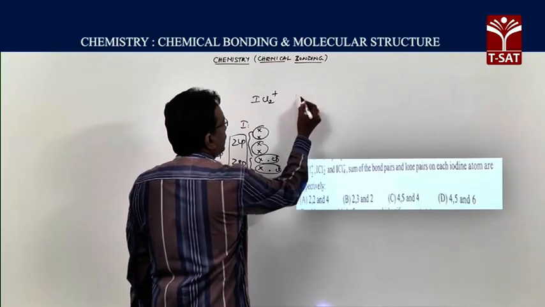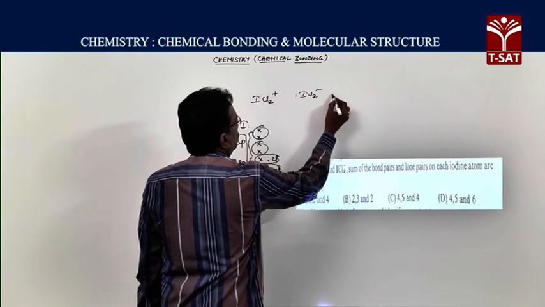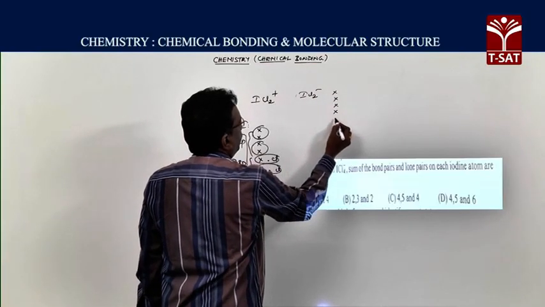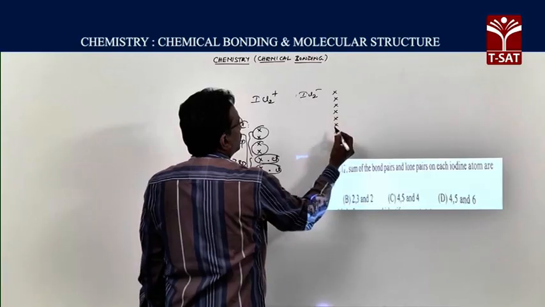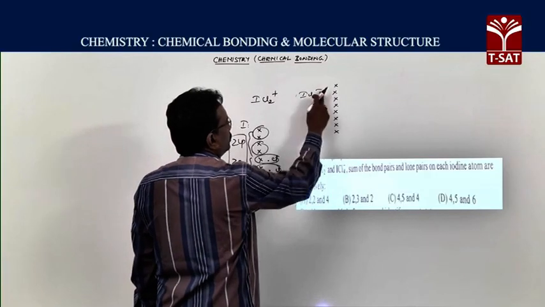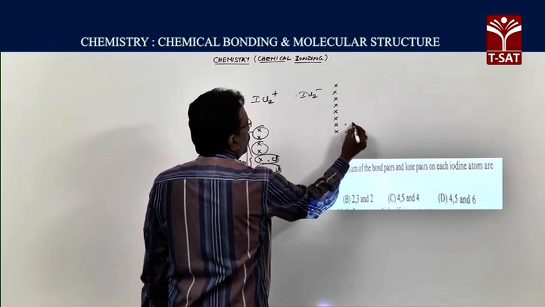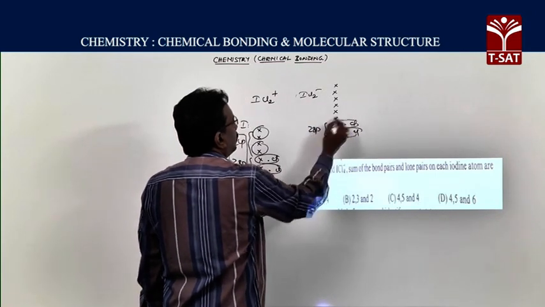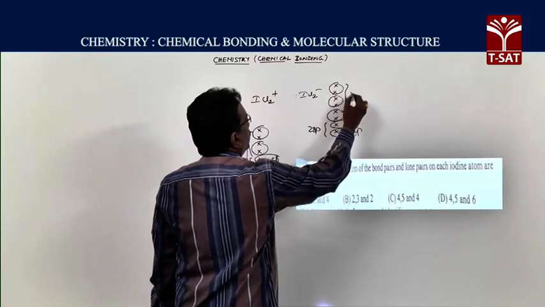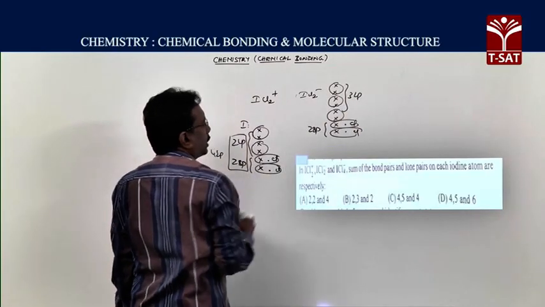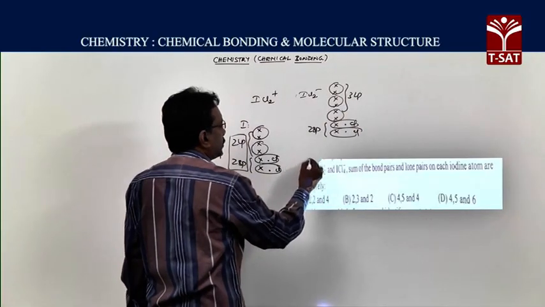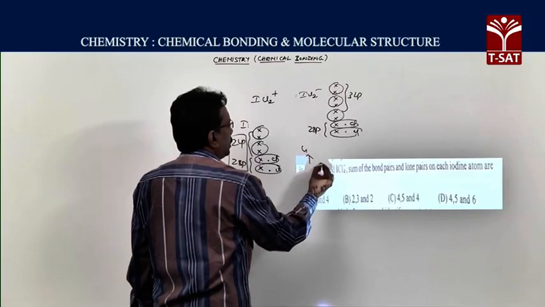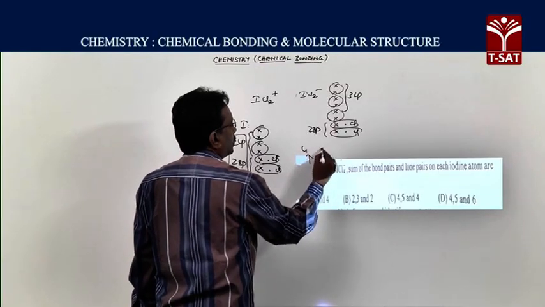Next coming to ICl2 minus. So iodine is the central atom, and iodine contains 7 valence electrons, and 1 more electron I am adding due to the negative charge. 2 chlorines are there, that means 2 bond pairs are available and 3 lone pairs are available. So total electron pairs are 5. So in ICl2 plus total 4, in ICl2 minus total 5.